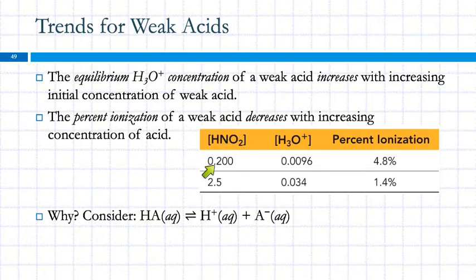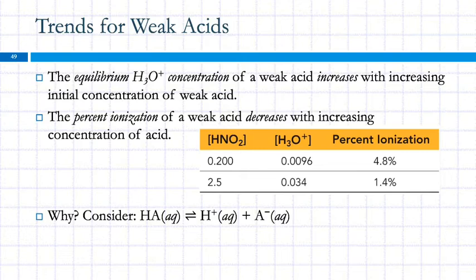So if we have 0.2 molar nitrous acid, we have a hydronium ion concentration of 0.0096. If we have 2.5 molar, the hydronium ion concentration is higher, it's 0.034, that makes sense. But the percent ionization has actually gone down. It's gone from 4.8% down to 1.4%. And that's like a what?